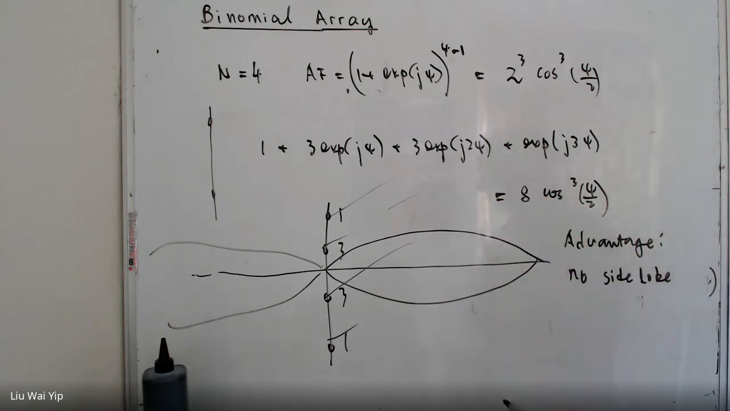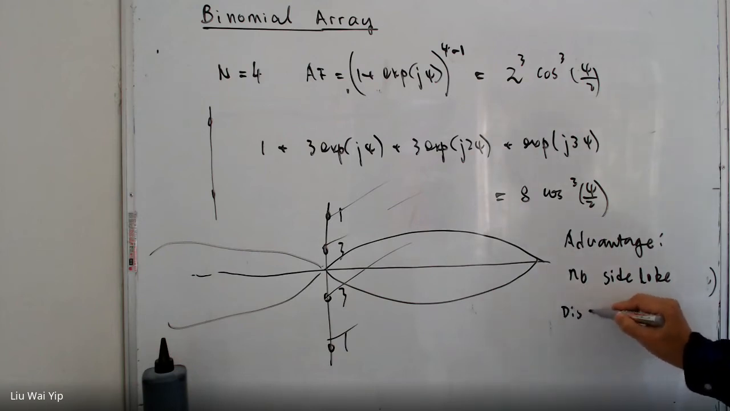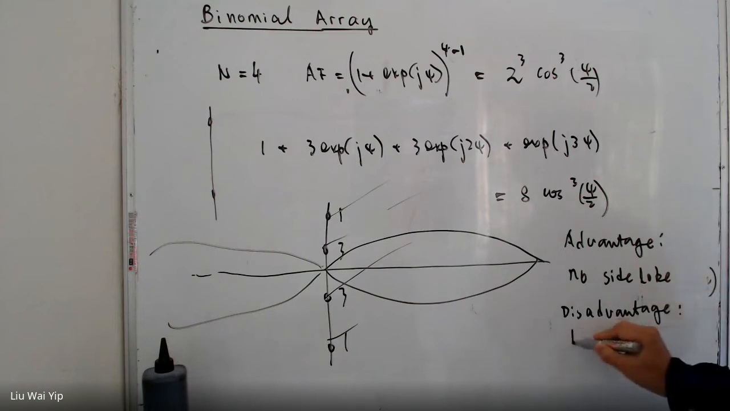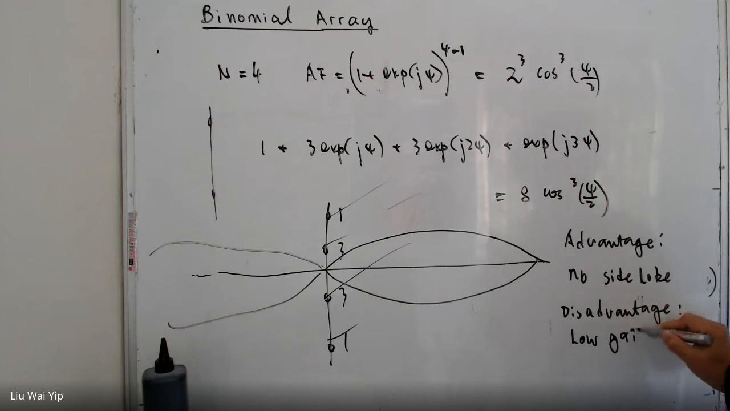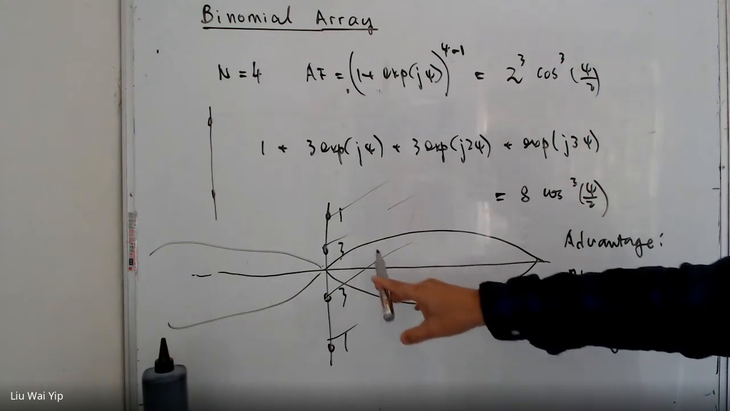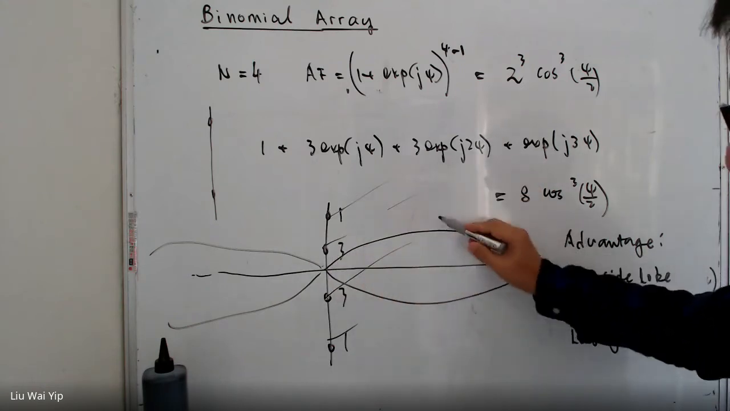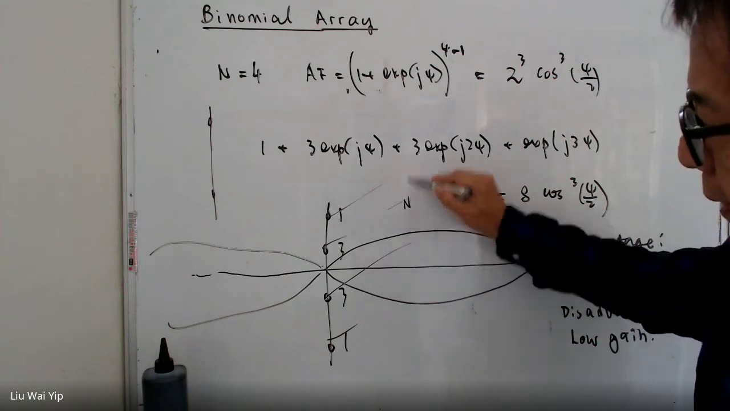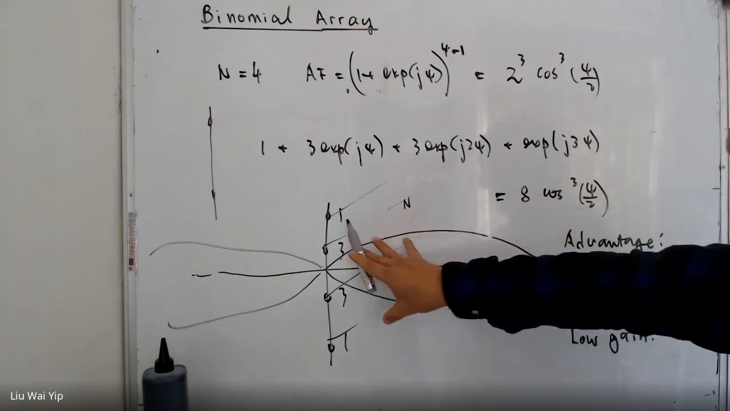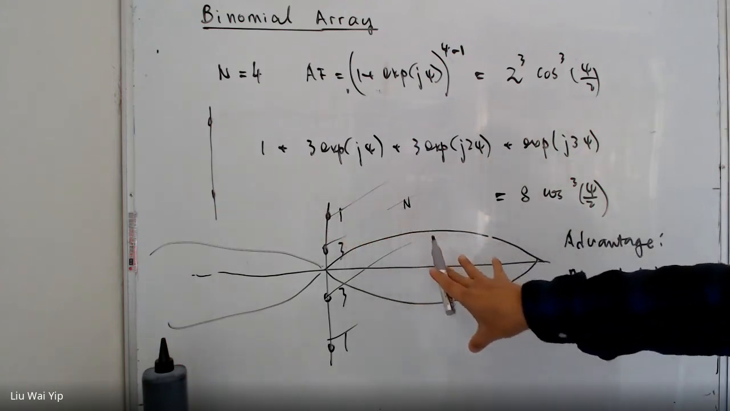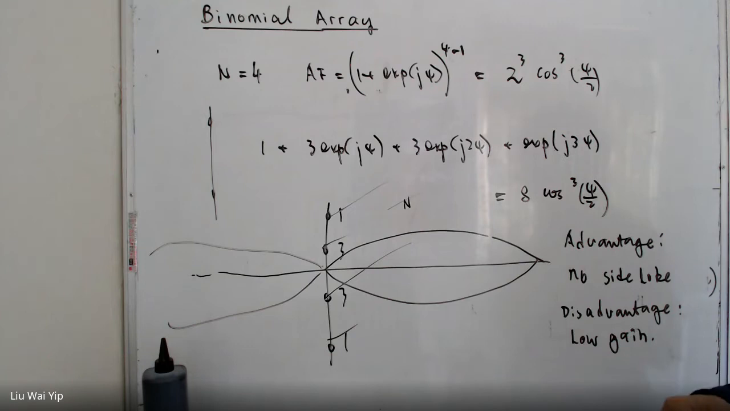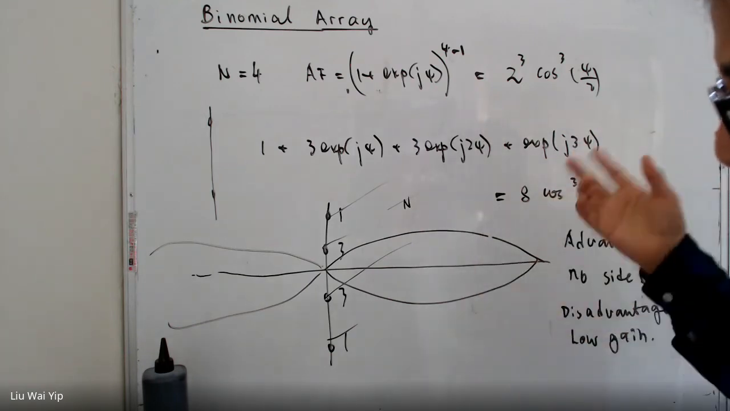So what about the disadvantage? The disadvantage is low gain. The gain is very low. And no matter how many elements you have added, you can hardly go beyond n. For example, when you have n elements, n is equal to 100, the gain of your antenna is not going to be more than 100. It may be just somewhat like 10.